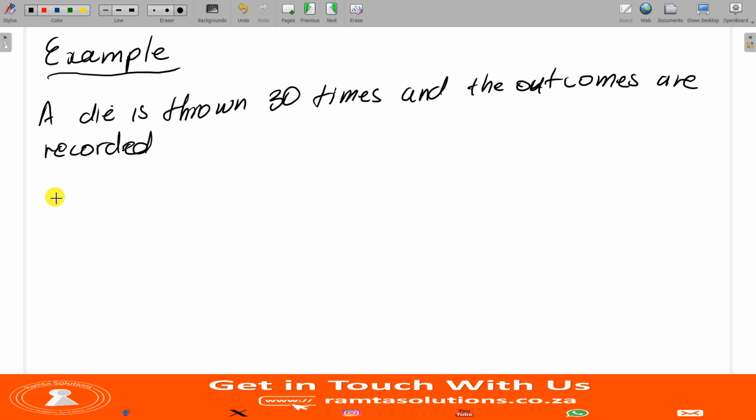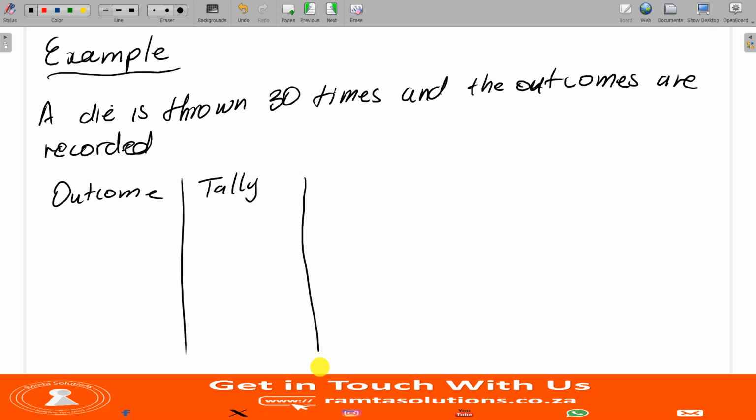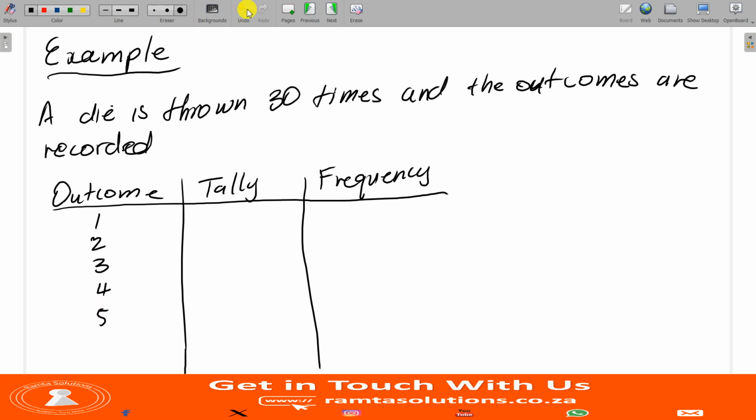So let's say you have your outcome here, and then normally you will get a tally, and from that tally you can also be given a frequency. Or you can be given only a tally, and maybe the space of the frequency can be empty. Since it's rolling a die, it can show 1, 2, 3, 4, 5 or 6.